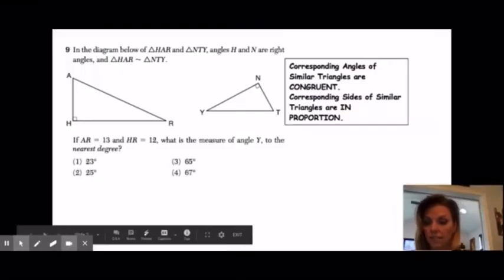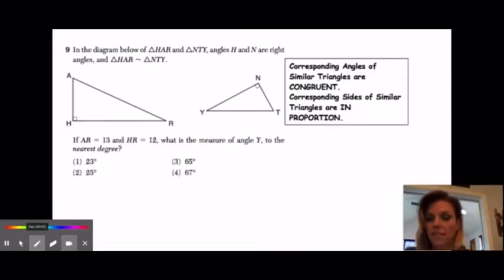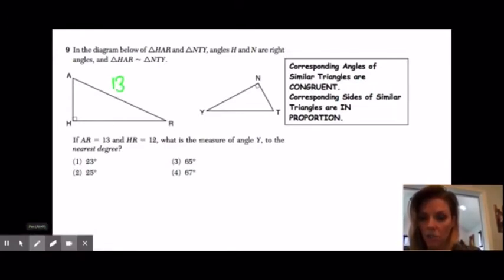So let's look at 9. This is where we left off after Mrs. Natalizio's video yesterday. It says in the diagram below, we have triangle HAR and triangle NTY. Angles H and N are right angles. And look, the triangles are similar. It says if AR is 13 and HR is 12, what is the measure of angle Y? Well, angle Y is over here.